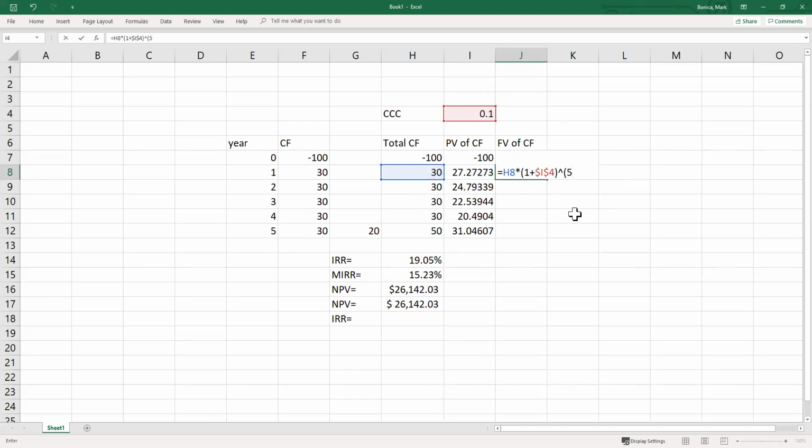There's a total of 5 years, but this is happening at year 1. So 5 minus the year that the cash flow is received will get us 4 in this case, which is the number of years it's actually going forward. And then we can just copy that down. And our total future value is the sum of those payments, the future value of those payments.